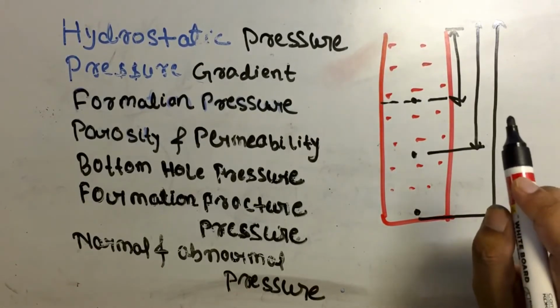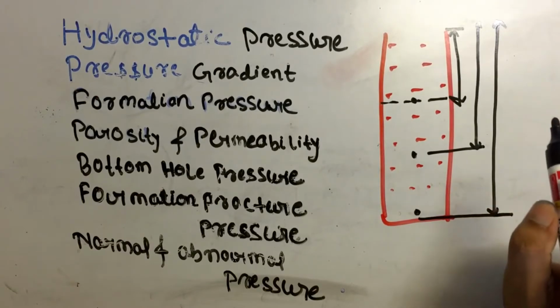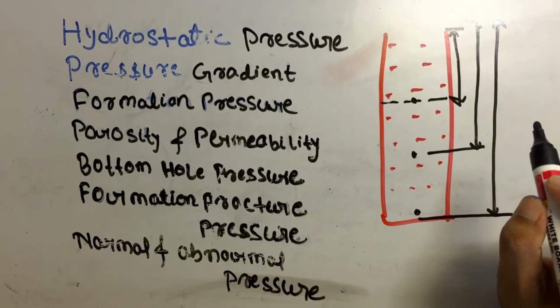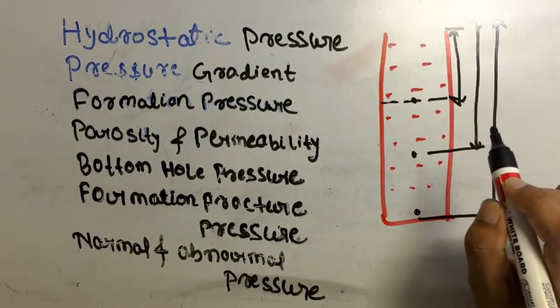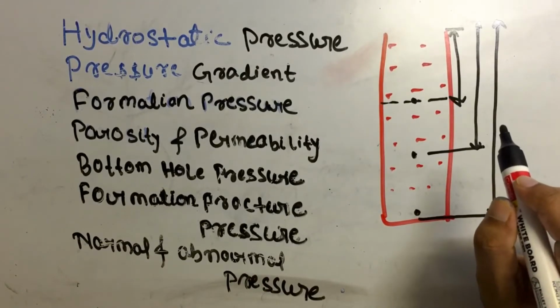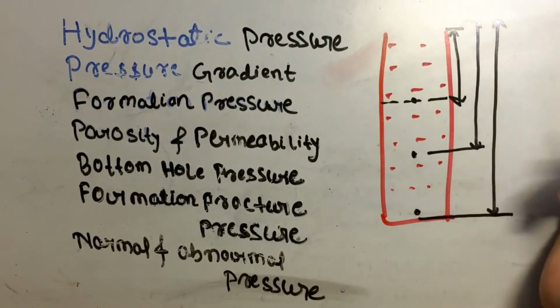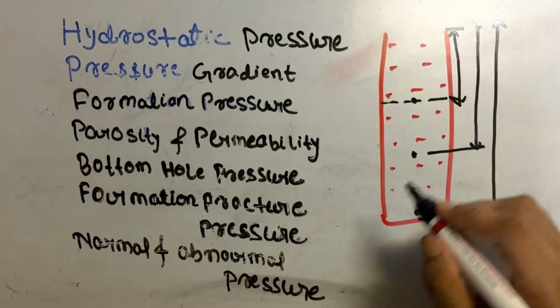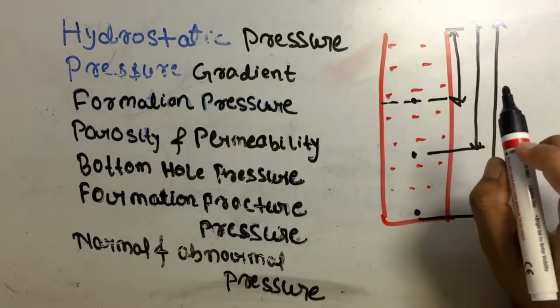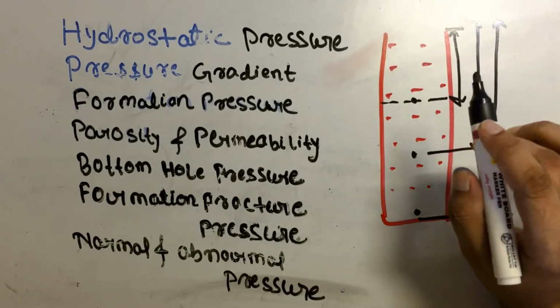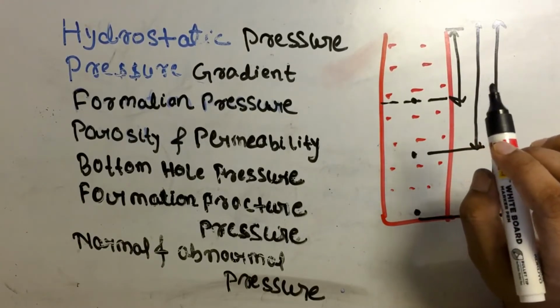Then put the value of TVD in feet and mud weight in ppg. If you do not use ppg and feet, then the hydrostatic pressure will be wrong, because 0.052 is only for TVD in feet and ppg.